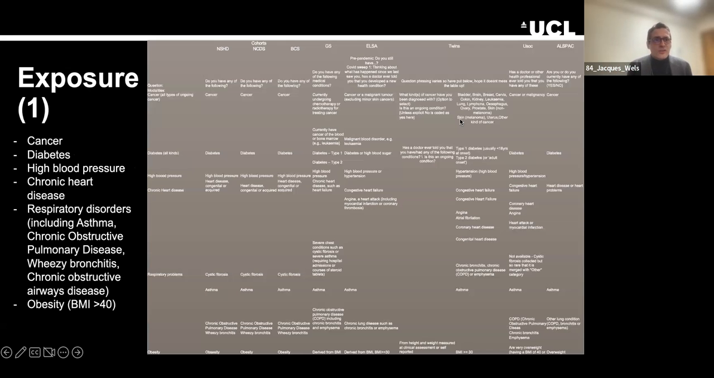Our exposure, where we have 3 exposures. The first one is to look at the health condition as such, and that was quite tricky, and Ruth remembers that, because we had to find morbidities or health conditions that were the same and phrased the same across the different studies. So we picked only, if I may say, 6 modalities, which are cancer, diabetes, high blood pressure, chronic heart disease, respiratory disorder, and obesity.